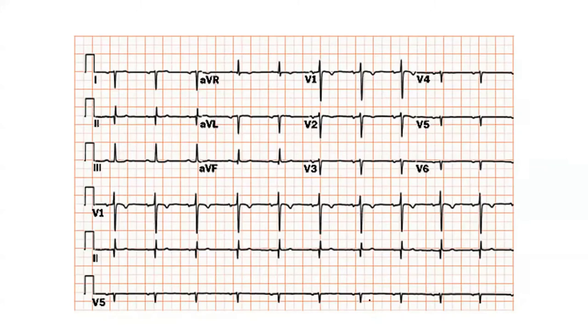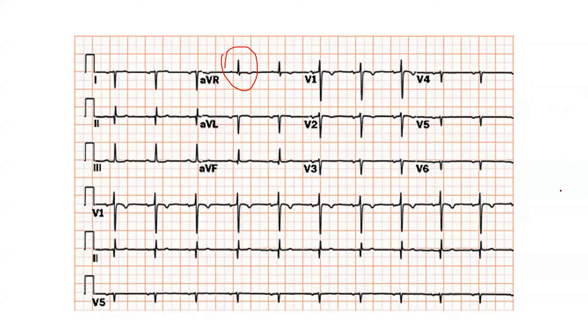There is also a positive R in aVR. Very good. See this one here, the progression. What makes a positive R in aVR? aVR is a lead of negativity, right? Yes, aVR is a lead of negativity, so all the waves are negative. When we have a dominant R in aVR, that is so extraordinary.